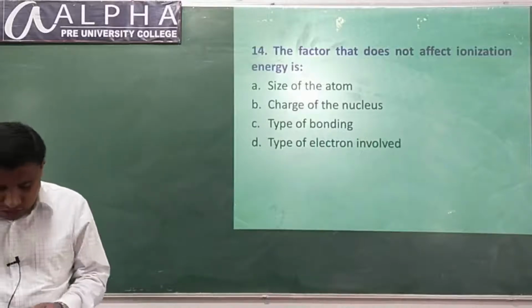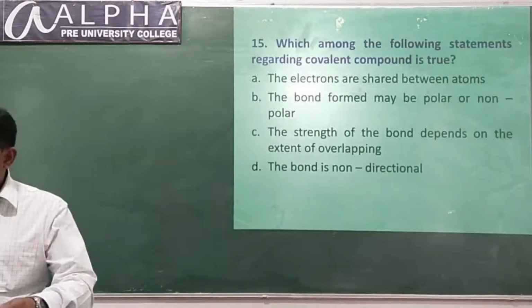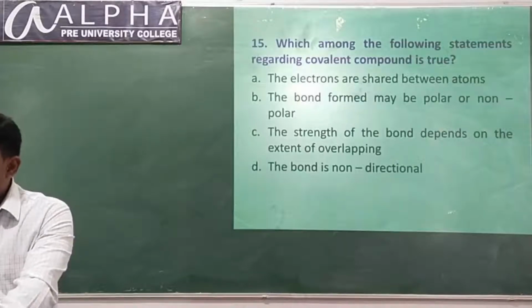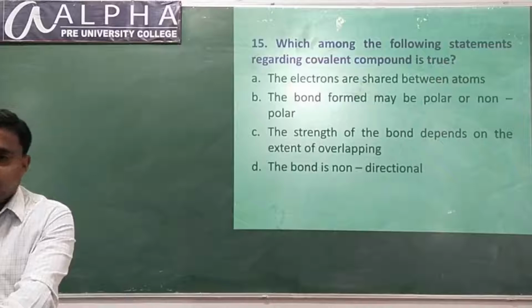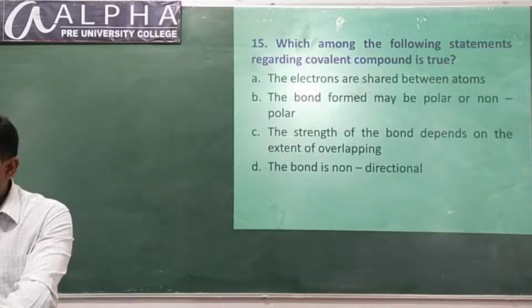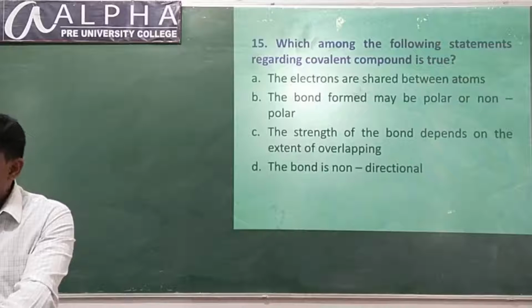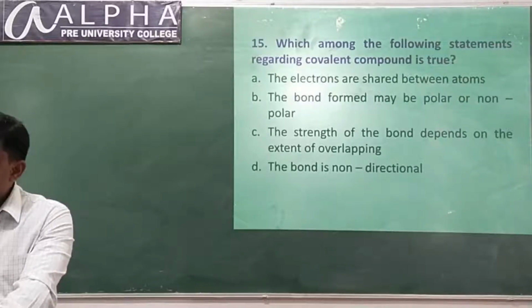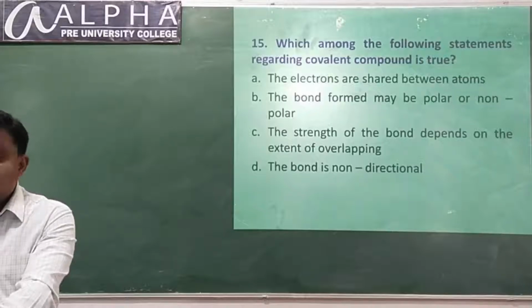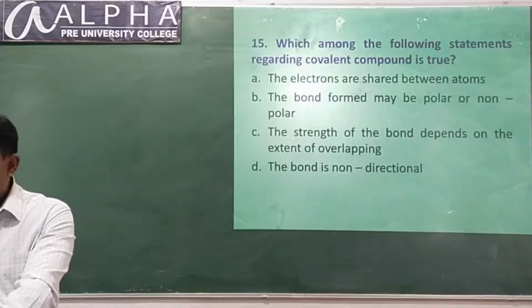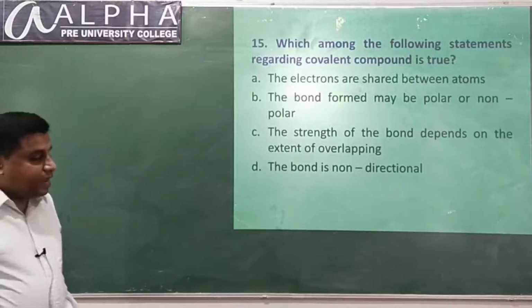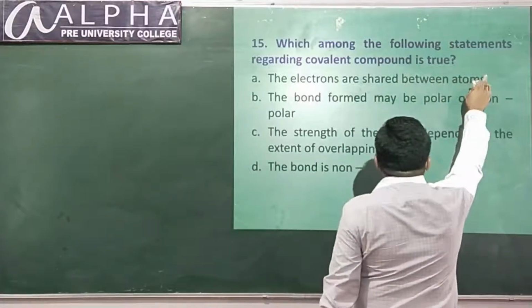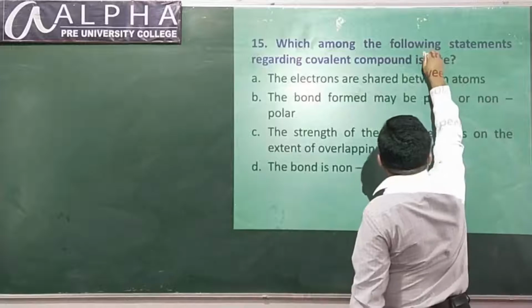Okay, students, now the next question. Which among the following statements regarding covalent compound is true? It means covalent bond. Option A, the electrons are shared between the atoms, the bond formed may be polar or non-polar, the strength of the bond depends upon the extent of overlapping, and the bond is non-directional. The question has to be: which among the following statements regarding the covalent compound is not true.